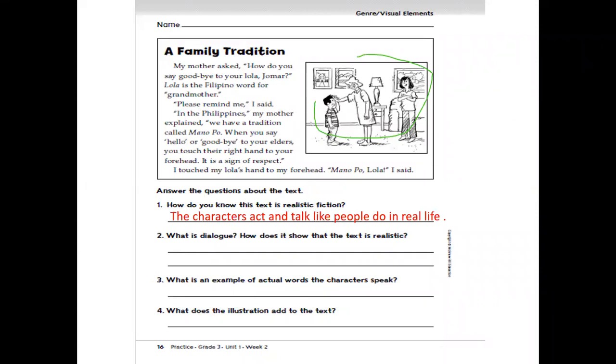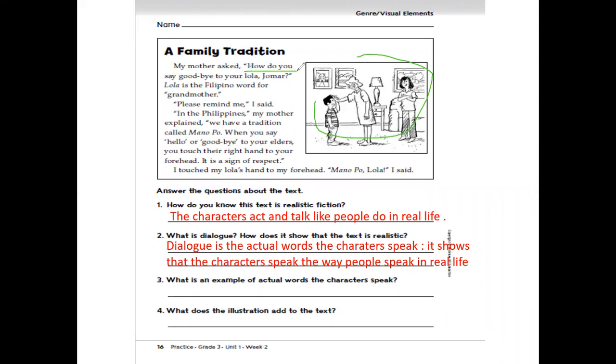What's dialogue? How does it show that the text is realistic? What's the meaning of dialogue? That means like a conversation when two or more people talk to each other. So dialogue is the actual words the characters speak. It shows that the characters speak the way people speak in real life. What is an example of actual words the characters speak?